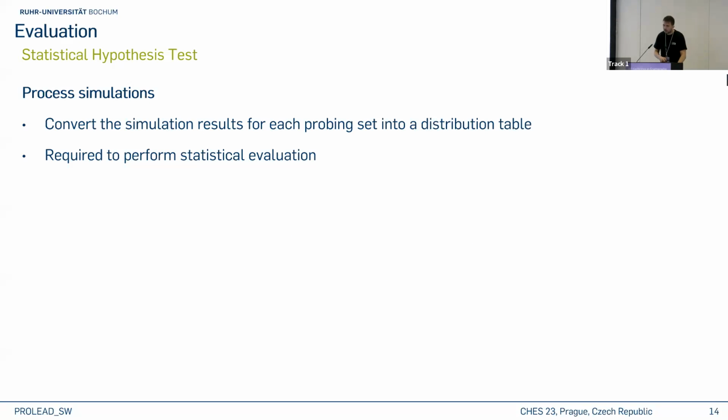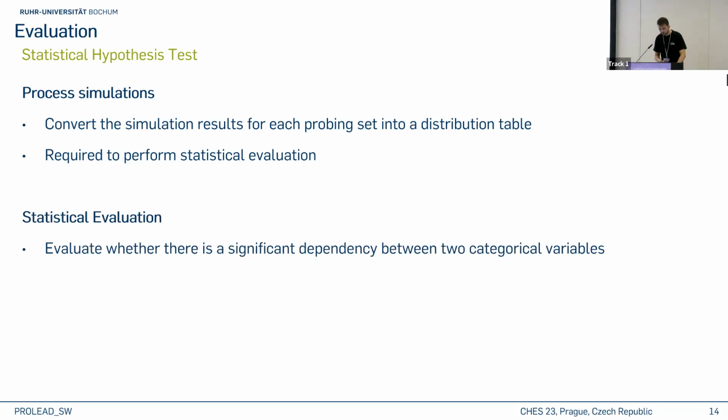Next up, the final representation of the last slide was required to perform the statistical analysis. And here we follow the procedure of the hardware very closely. We use statistical evaluation to check if we can identify significant dependency between different groups. For example, between a fixed and a random group, a fixed and a fixed group, but it can also be any other number of groups.